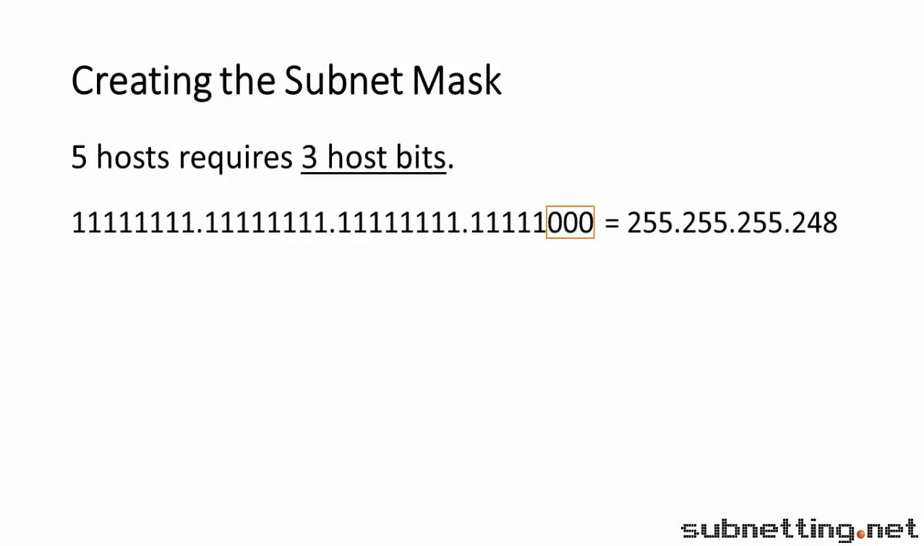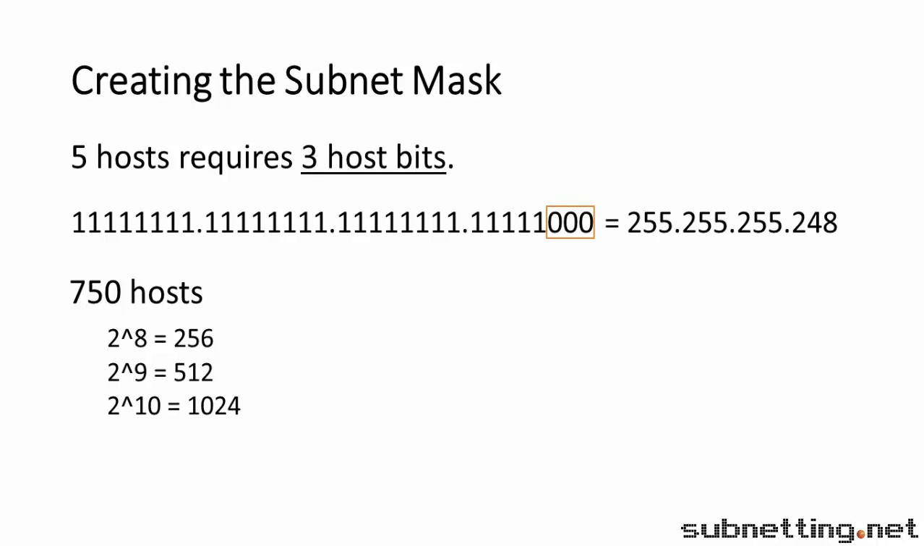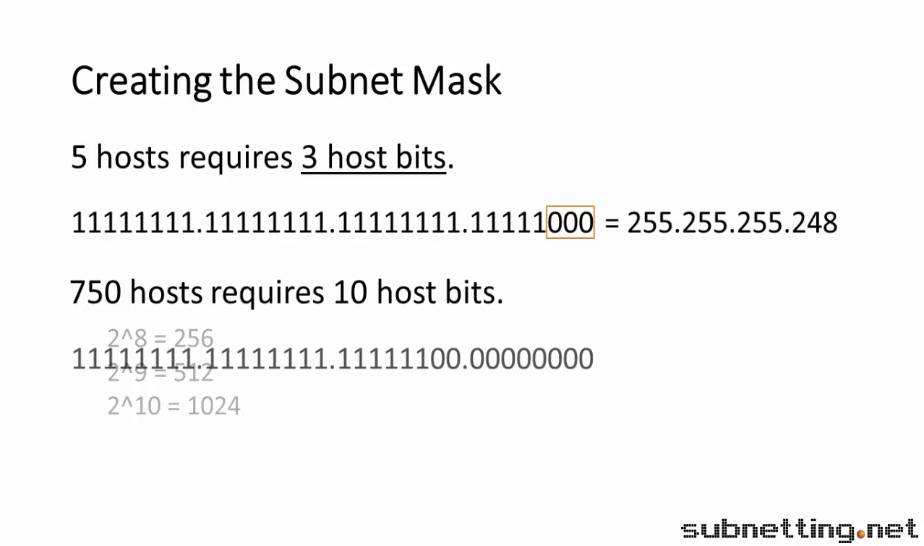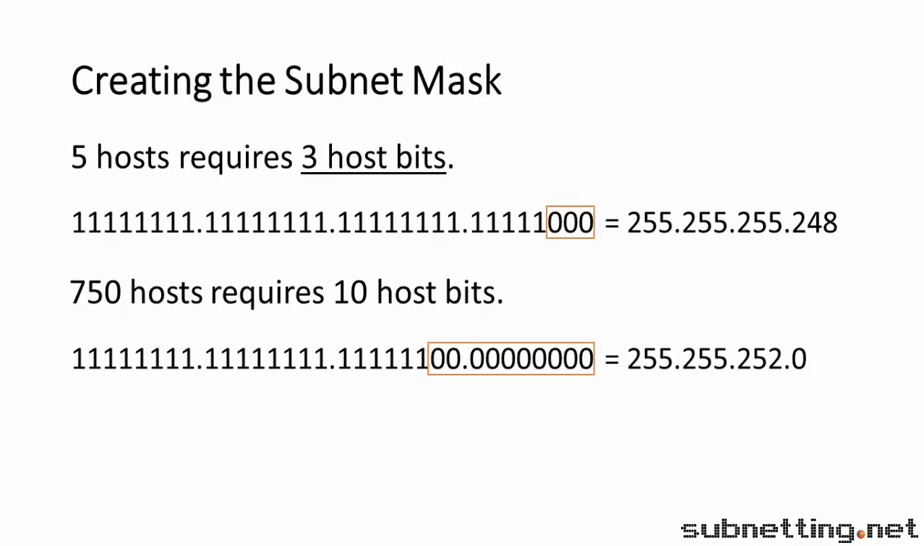Let's do another one. Suppose we have 750 hosts. So how many bits do we need? 2 to the 8th power is 256, 2 to the 9th is 512, and 2 to the 10th is 1024, which is big enough. So the minimum number of bits to represent the number 752 is 10 bits. Now we create a subnet mask with 10 host bits. Converting this to decimal, our subnet mask is written as 255.255.252.0.